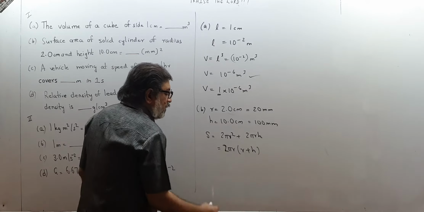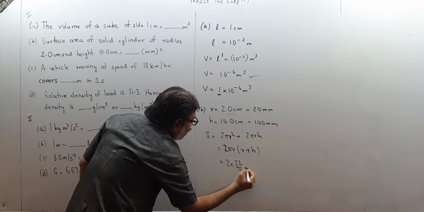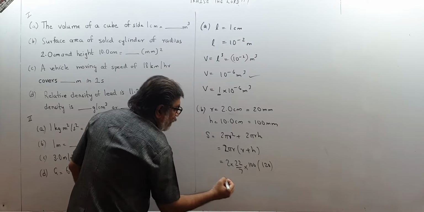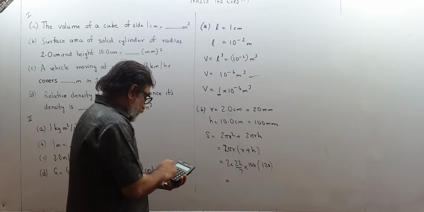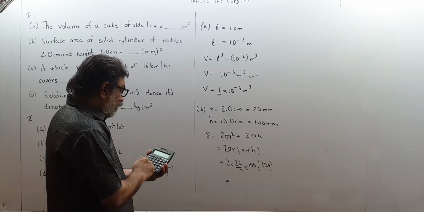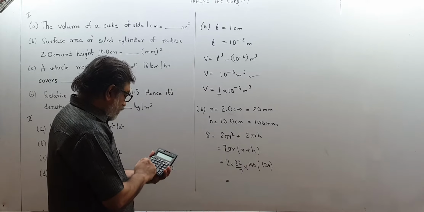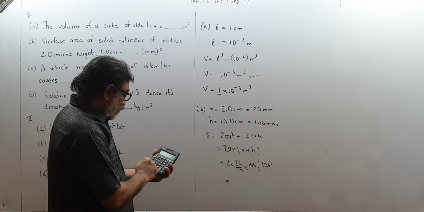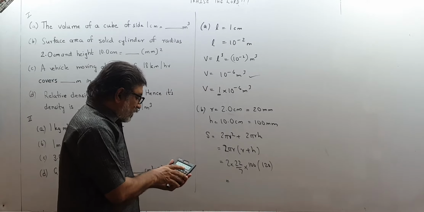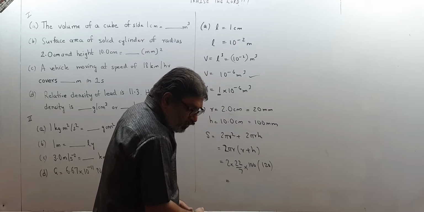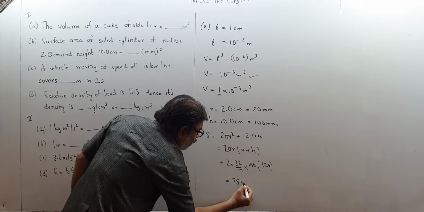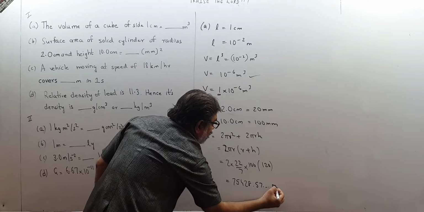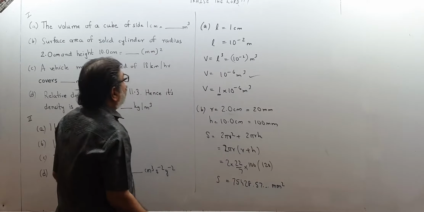Like this I write. So this becomes 2 into 22 upon 7 into 20 plus 100, that is 120. This comes out to be how much? Let us see. So this is 44 into 120 into 100 divided by 7. That is coming out to be 75428.57, something like this, and that is millimeter square, and we want surface area in millimeter square.